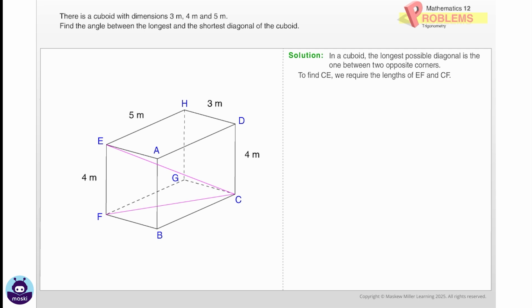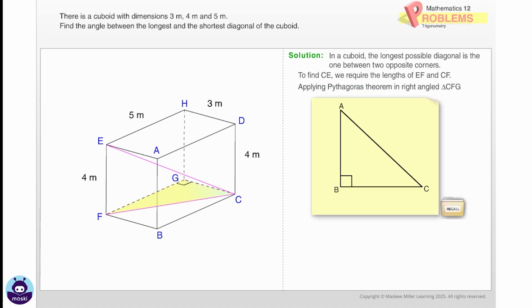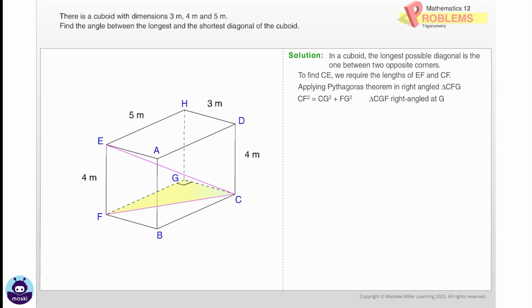To find CF, we have to apply the Pythagoras theorem in right triangle CGF. CF square equals CG square plus FG square, triangle CGF right-angled at G. Here, CG equals 3 meters and FG equals 5 meters. Substituting the values, CF equals root 34. Therefore, CF equals 5.83 meters.